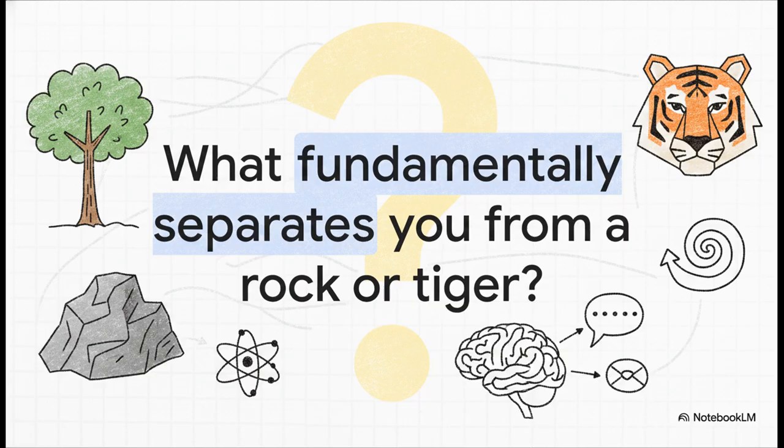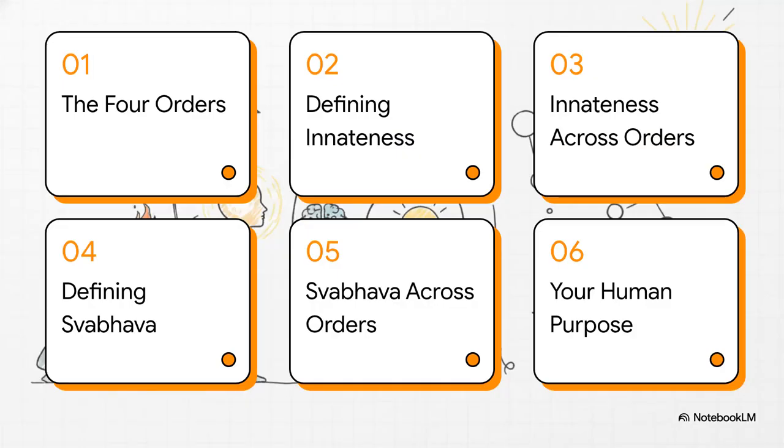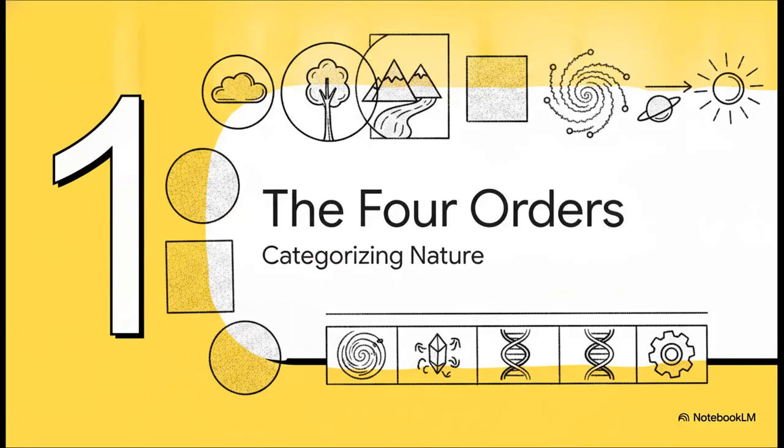It's pretty amazing stuff. So here is our roadmap for today. We are going to cover the 4 orders of nature, define this concept of innateness, also known as dharana, and track it across those orders. Then we'll define natural characteristics, or swabhava, see how that evolves, and finally, wrap up by uncovering your specific human purpose. All right, Section 1, the 4 orders.